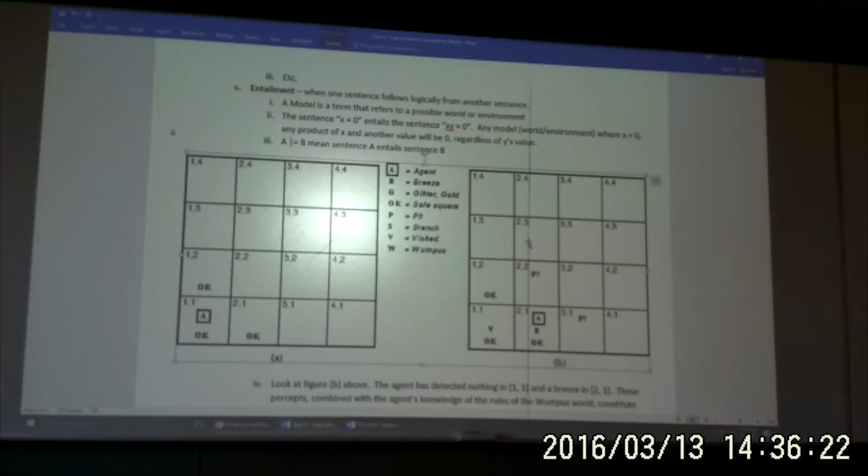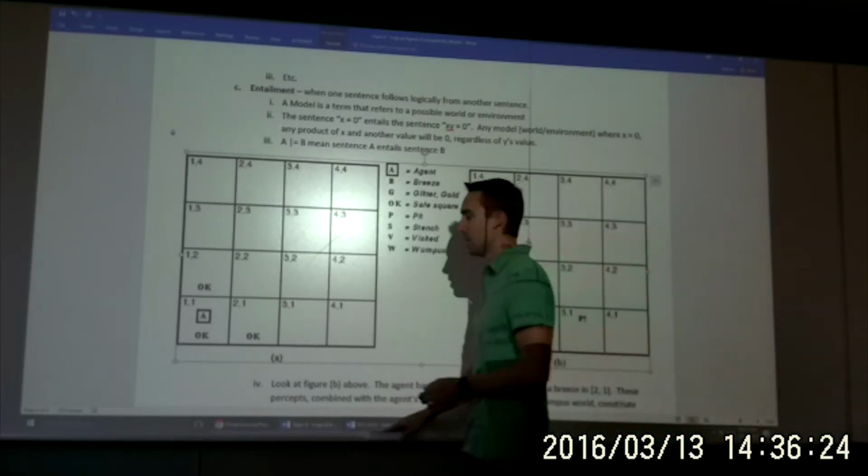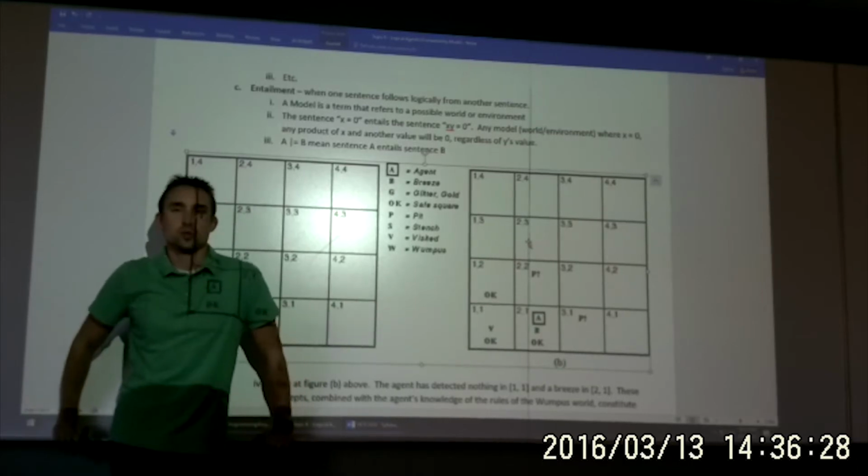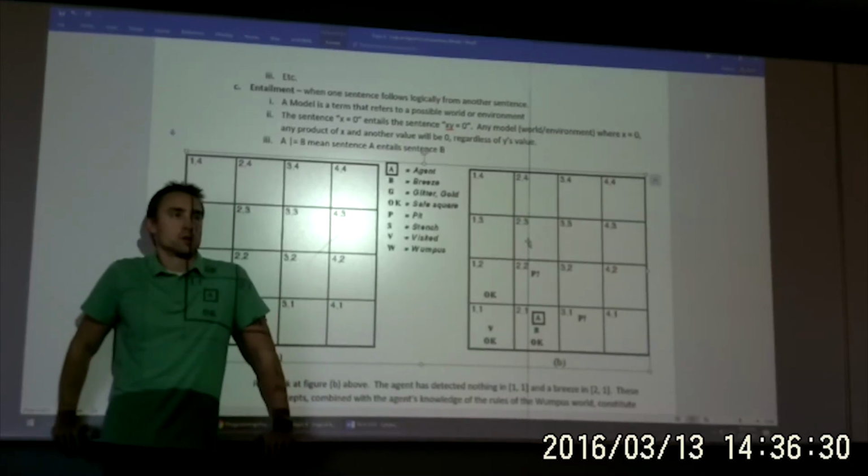All right, let's talk about this. Who's got an idea? How would you represent this in code?